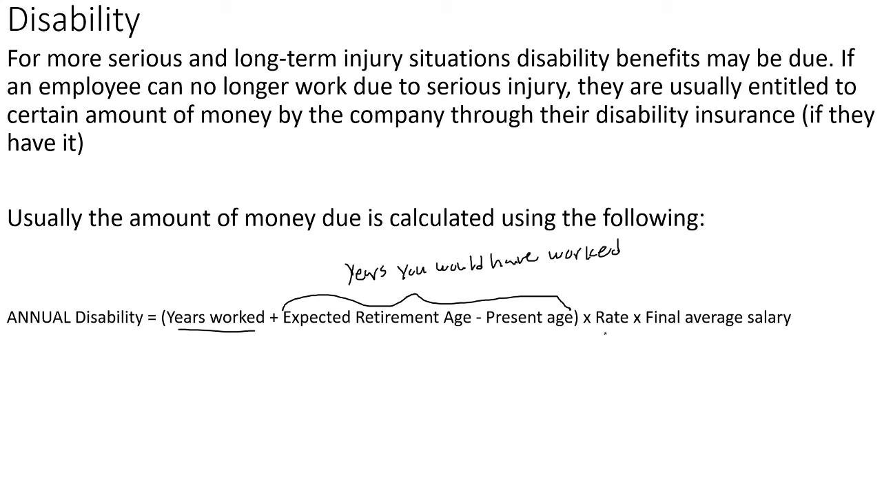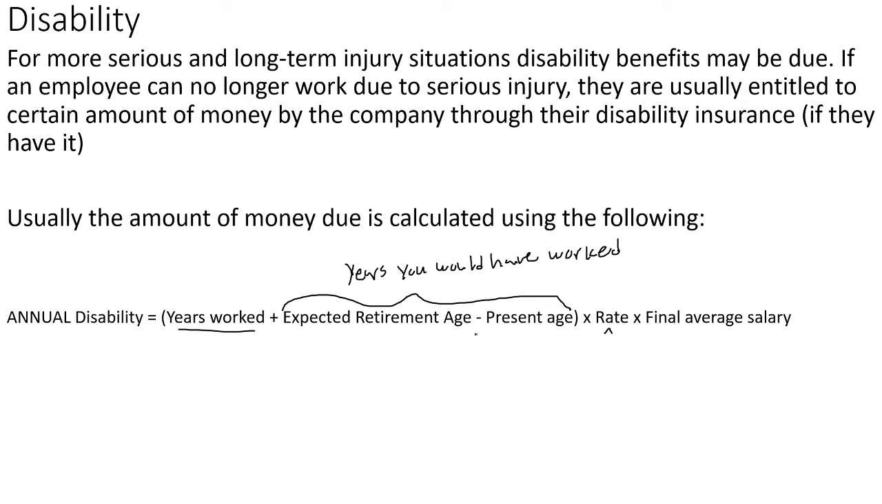salary. This is usually a rate that's set by either your company, if they have their own private disability insurance, or your own disability insurance if you decide to get one on your own. And then the final average salary simply means they take your last, usually like 5 years of work, and average out the salary for those last 5 years, and that's what they use as your base amount.